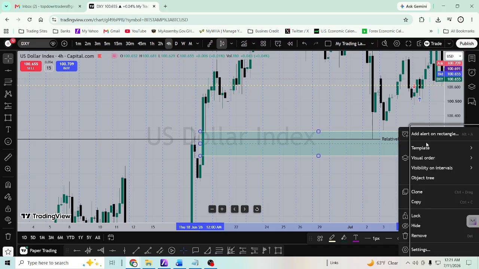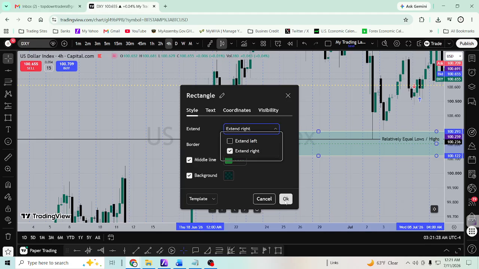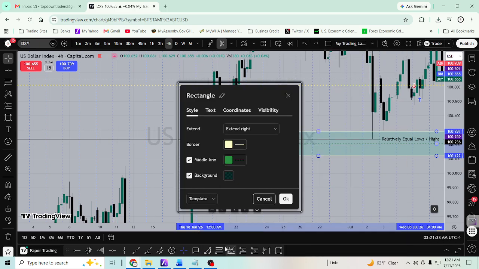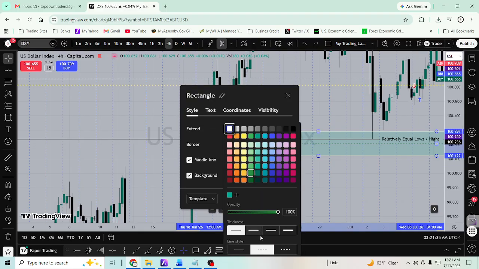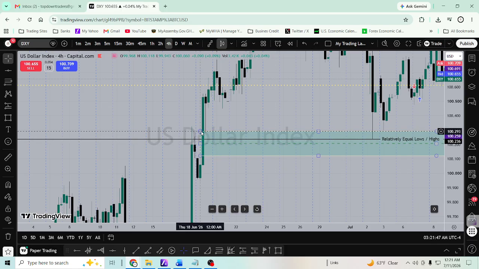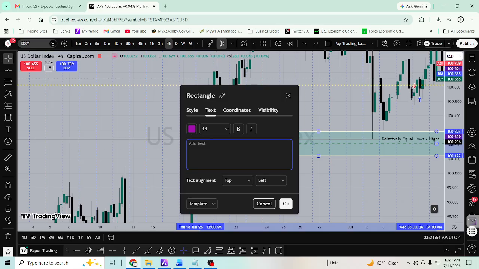And I'm going to extend that all the way to the right. And I'm also going to make the center of it a little thicker. That middle line means something, okay? Now I'm going to lock this. Actually, let me do something else. I'm going to add what I'm calling this, and it's called a fair value gap.